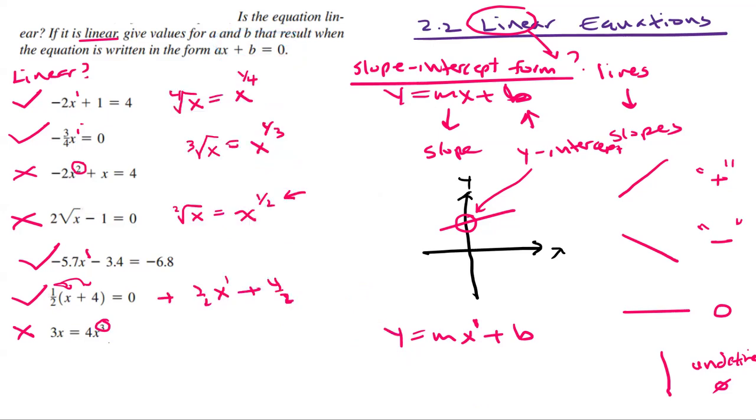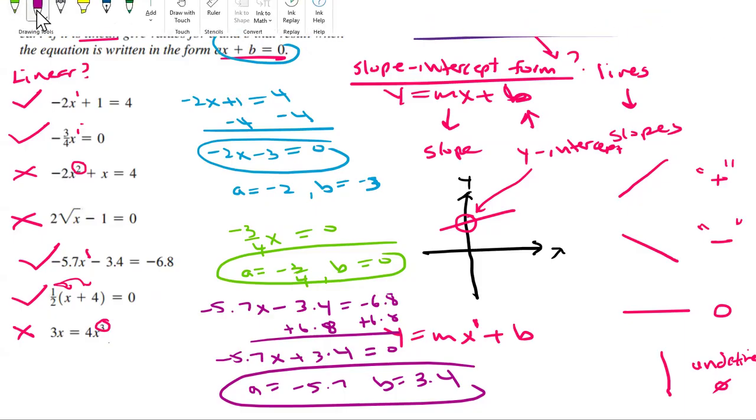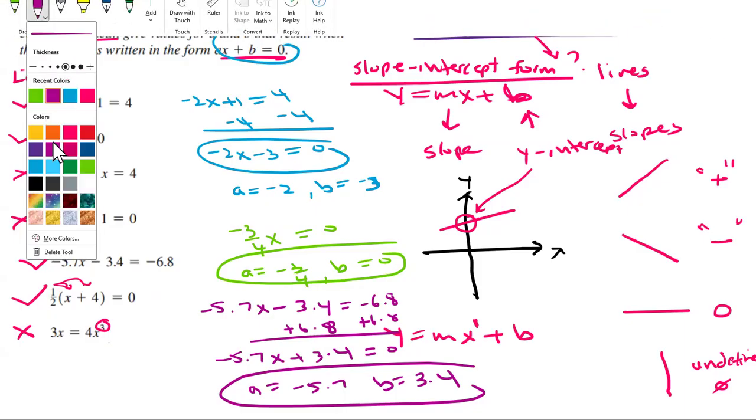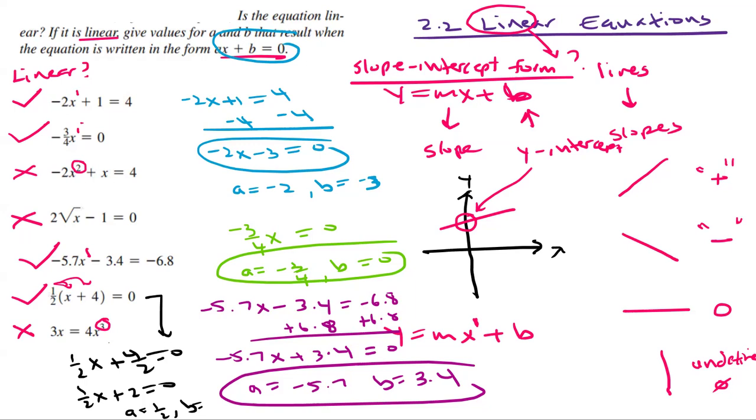All right, and then for our last one there, right, we have 1/2 x plus 4, right? So we just need to distribute that. Okay. So when we distribute the 1/2 x plus 4, that's going to give us 1/2 x plus 4 over 2, which is equal to 0. So we have 1/2 x plus 2 equals 0. So A is 1/2 and B is 2.